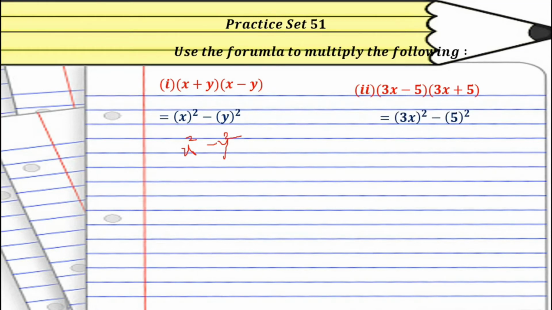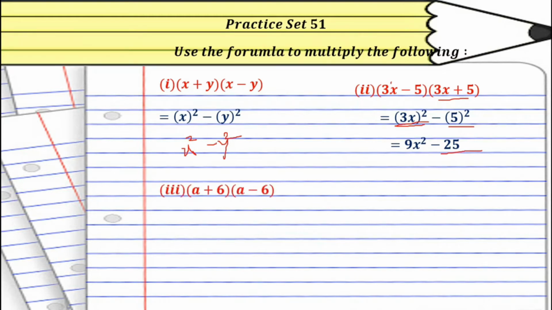You will see here that (3x minus 5) and (3x plus 5). So you will see here that 3x and 3x will be (3x) square, and 5 will be 5 square. So (3x) square means 9x square, and 5 square means 25. So it will be 9x square minus 25, like this.